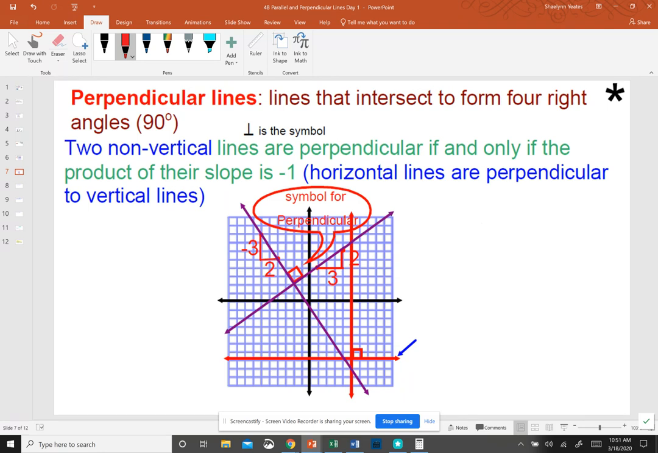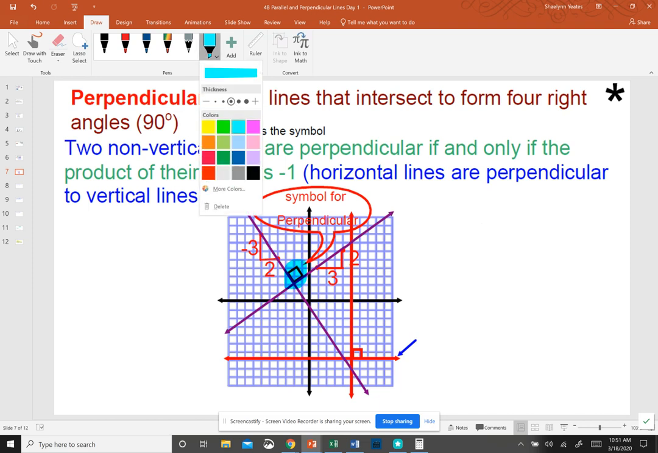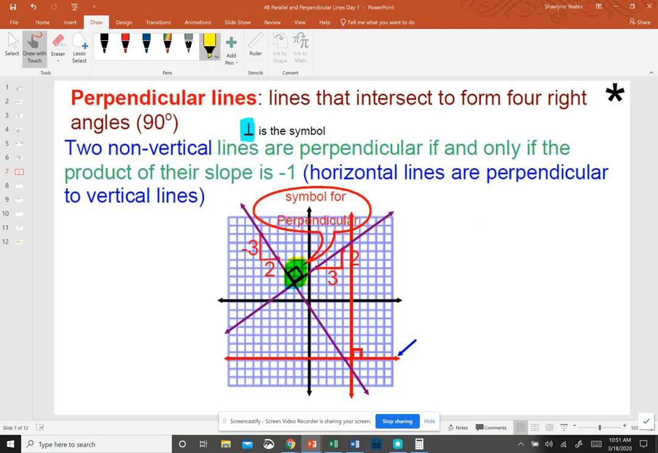Okay, perpendicular lines. The symbol we use for perpendicular lines is this little symbol here because it looks like it's perpendicular. This is also the symbol for perpendicular lines. Let me switch to yellow. It'll be a little easier to see. Well, it'll be green now, but here we are. Okay, so perpendicular lines are lines that intersect to form a right angle, 90 degrees.